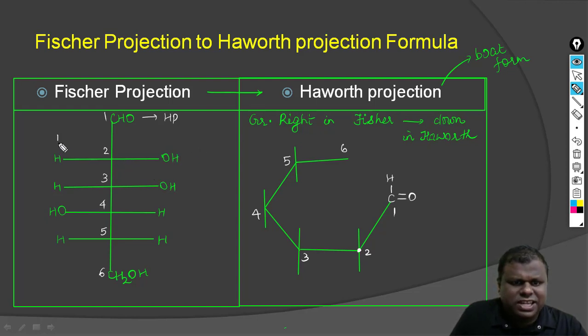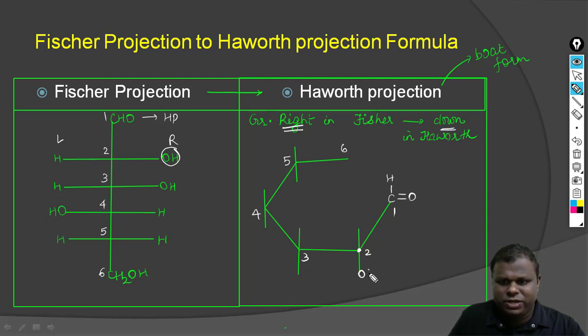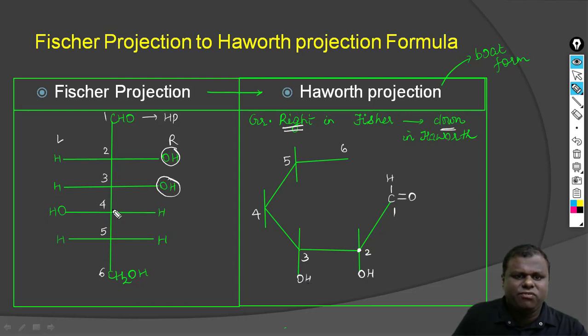Now if you could see here, this is left side and this is right side, right? So OH is at the right, and what exactly happens to the group which is at the right? It's going to be down in Haworth, right? So it's going to be OH over here. At position number 3, again it is at the right, so it's going to be down. At position 4, H is there, right? So it's going to be H here and OH is going to be up, obviously. And this group is going to be here, right?